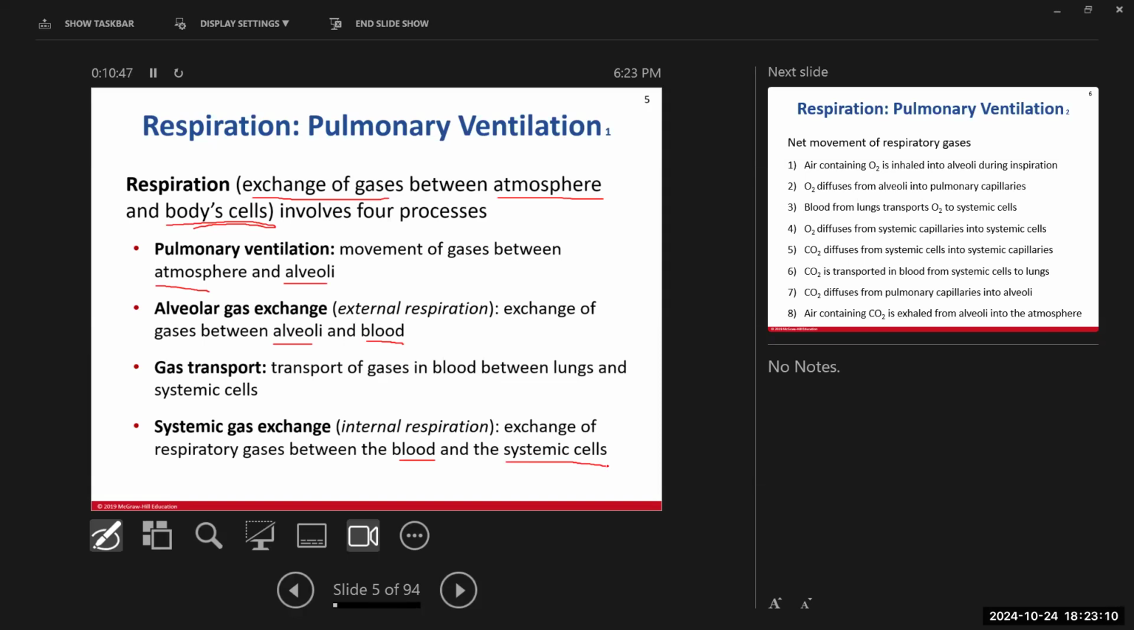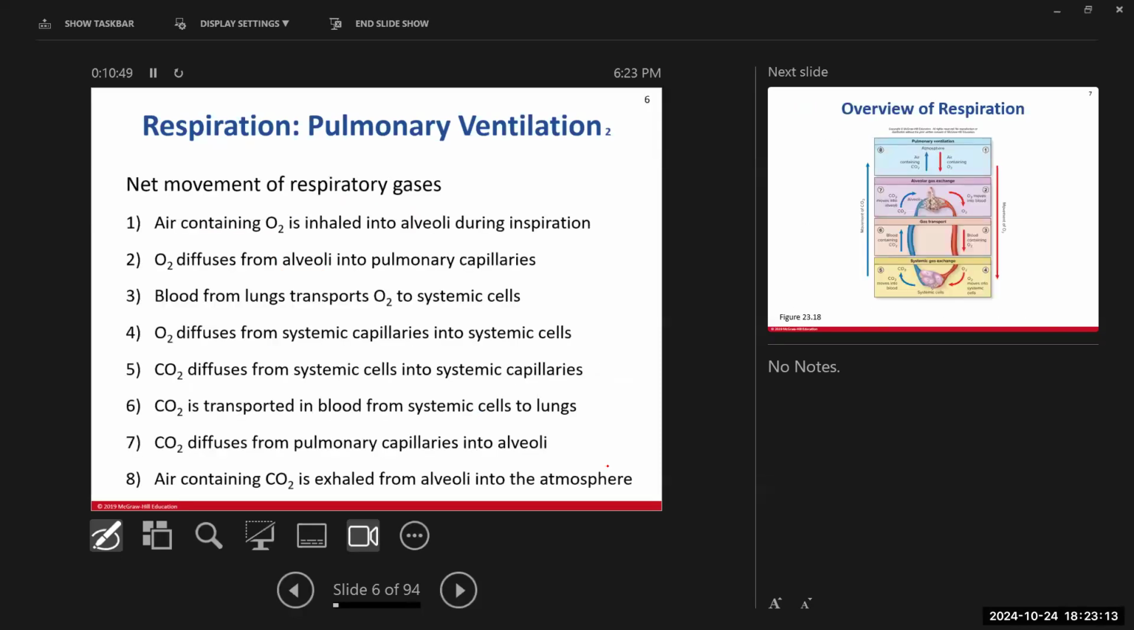So we're going to start off, and this next slide here basically explains how we're going to transport gases throughout your body and back. So if you look at number one, air containing oxygen is inhaled, and then it moves into your alveoli as you take a breath in. And then that oxygen moves from the alveoli into the pulmonary capillaries.